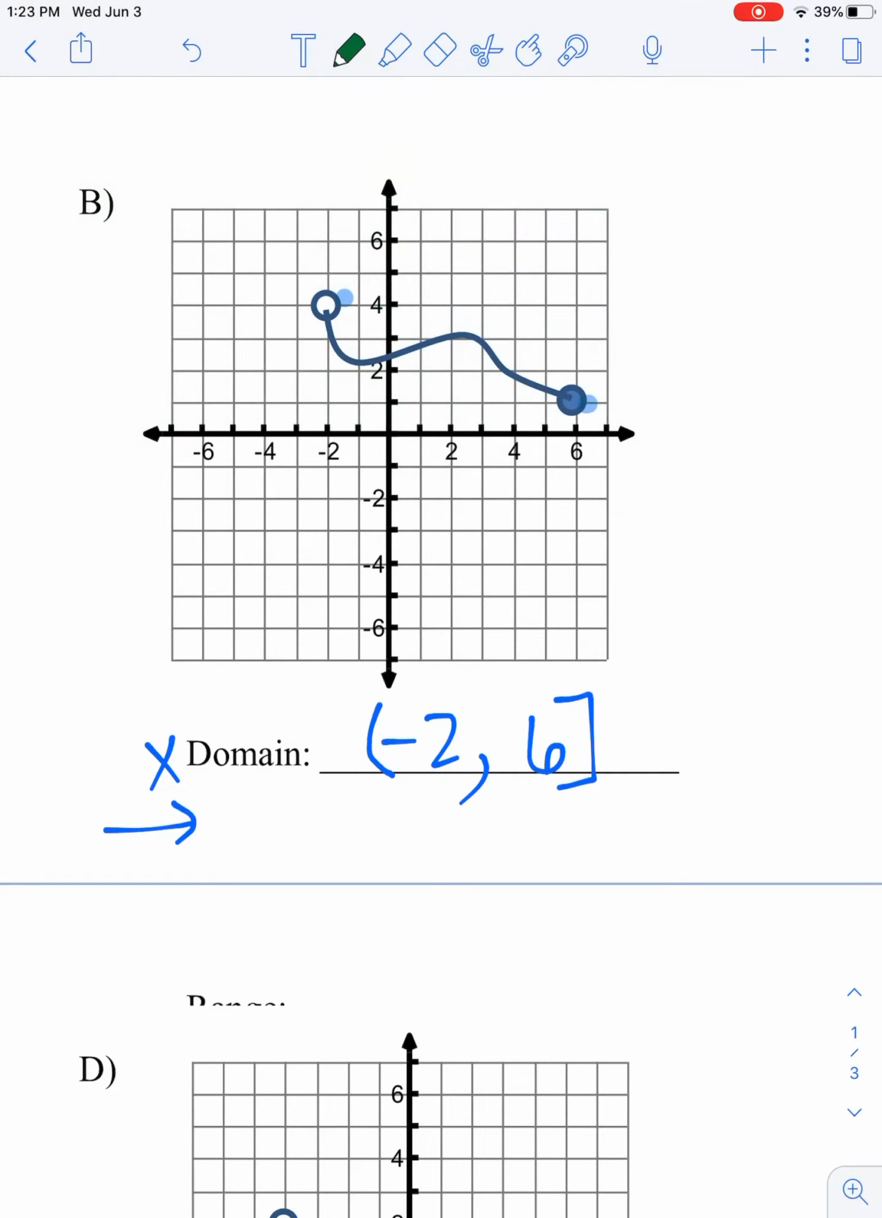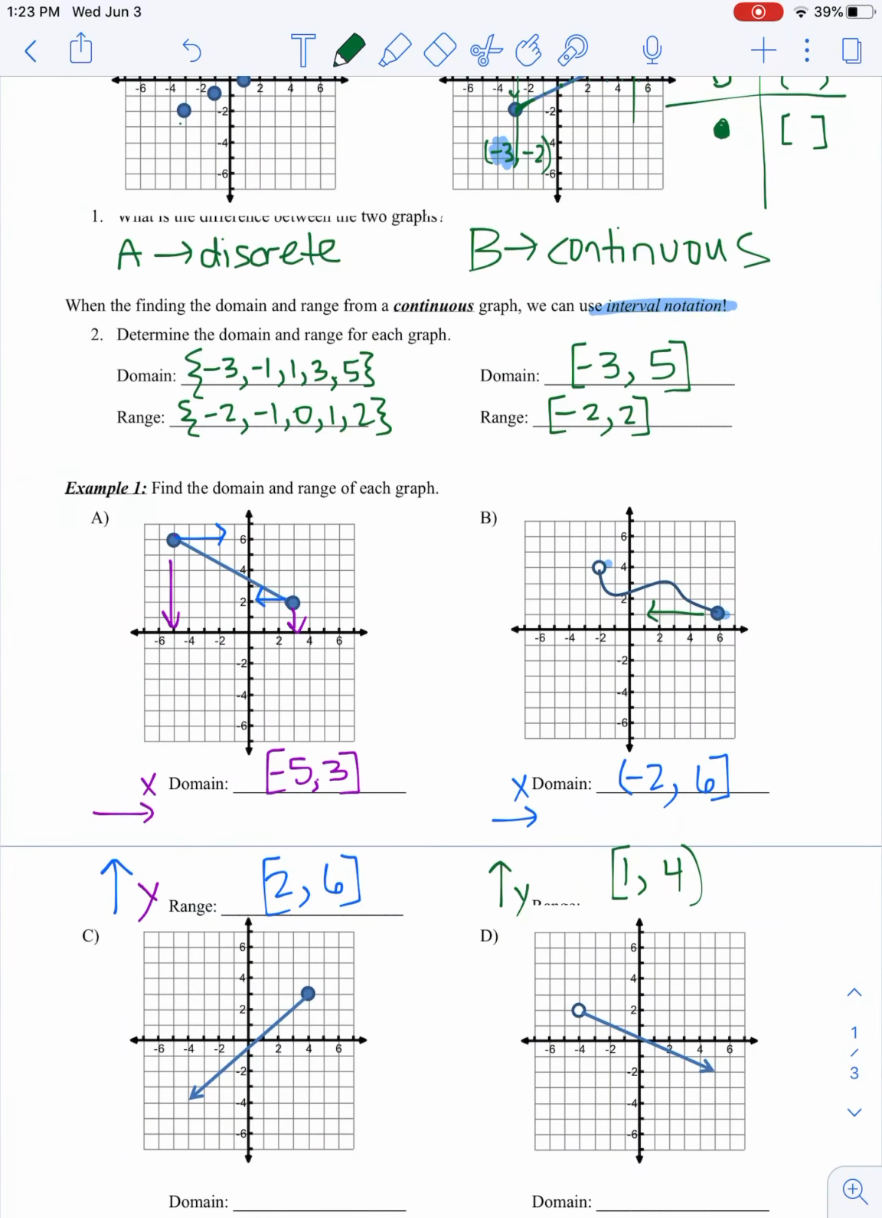All right, down below, range got kind of cut off here, but to find the range, which is the y values, we look from lowest to highest. So at the lowest point, the y value is a 1. At the highest point, the y value is a 4. The lowest point is closed, so I put a bracket, and the highest point of a 4 is open, so I put a parenthesis.